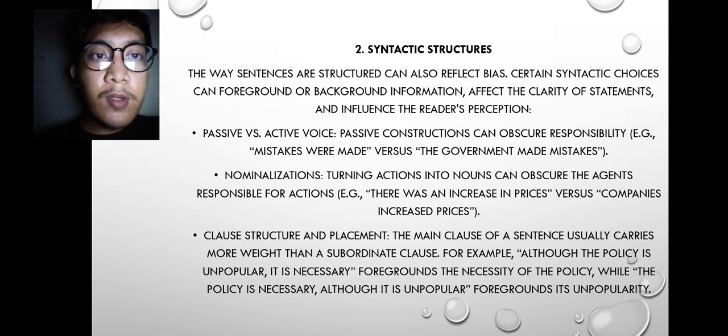Third, clause structure and placement. The main clause of a sentence usually carries more weight than a subordinate clause. For example, "Although the policy is unpopular, it is necessary" foregrounds the necessity of the policy, while "The policy is necessary, although it is unpopular" foregrounds its unpopularity.